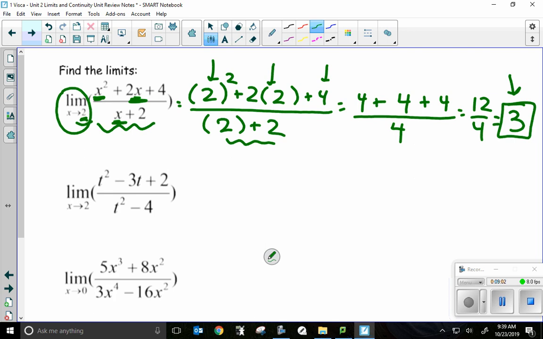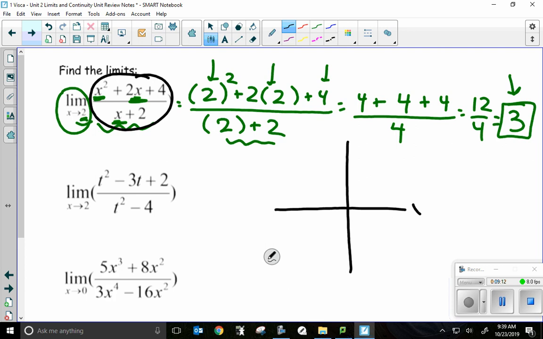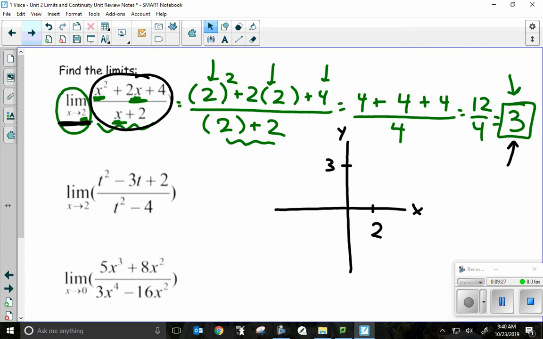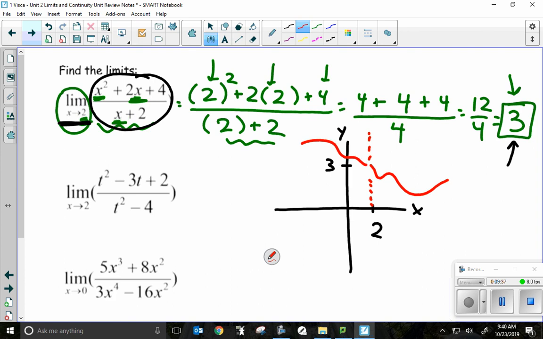And what does that mean? Simply put, if I graphed this function on my axis, here's my x, here's my y. As x approaches 2, here's the number 2 on the x value, my y value would approach 3. It doesn't matter if I came from the right side and came closer to the x value of 2, or from the other way, they would approach 3.